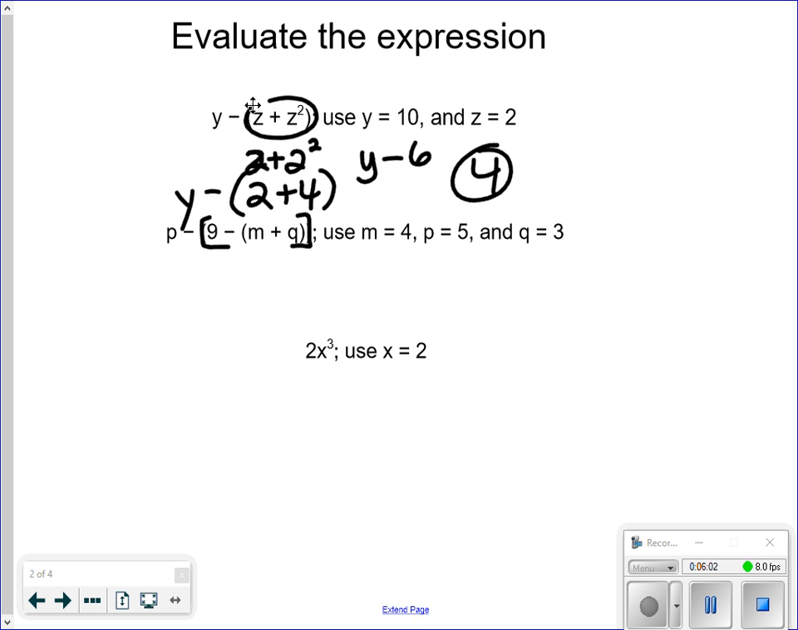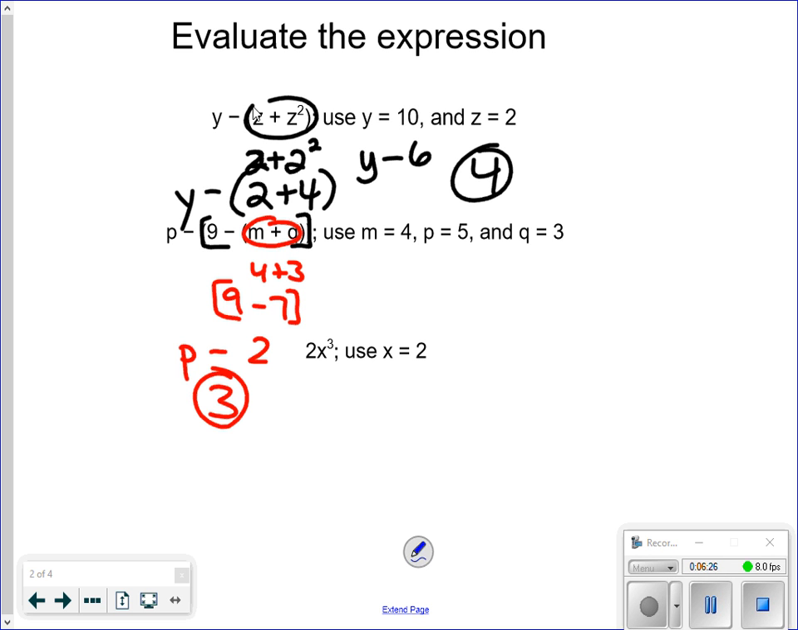So we're going to do m plus q first. Well, m is 4 and q is 3, so we have 7. So we have 9 minus 7. Well, 9 minus 7 is 2. So we have p minus 2, and p is 5. 5 minus 2 is 3. So that evaluates, simplifies to 3.